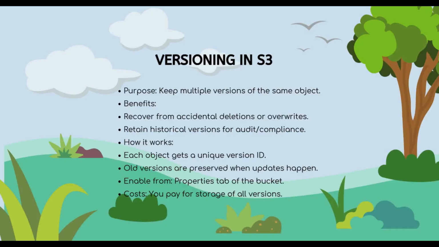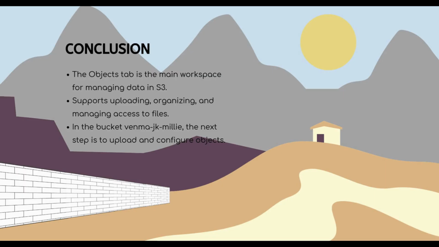Versioning is an important feature for data safety. It keeps multiple versions of your same object, so you can recover from accidental deletion or overwrites. Each version has its own ID and older versions are preserved unless deleted manually. Keep in mind you will pay for storing all versions anyway.